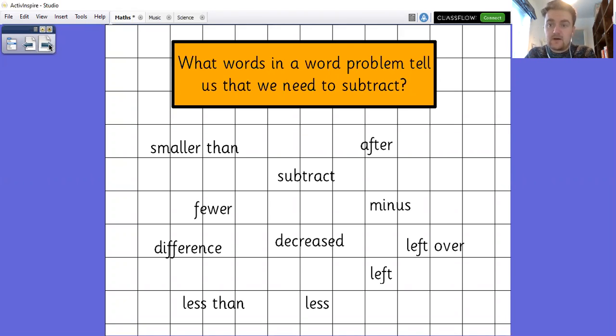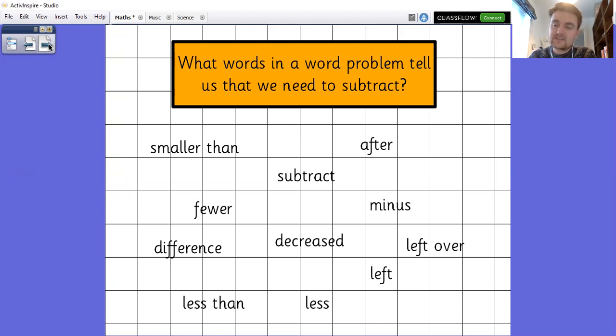Okay, so these are the ones that I found again. Smaller than, fewer, difference, less than, less, decreased, subtract, after, minus, left over, or left. Difference is a bit of a tricky one because if you were asked to find out the difference between 5 and 10, you would do 10 take away 5. With subtraction, unless we are dealing with things that have negative numbers as answers, we will always put the larger number first.